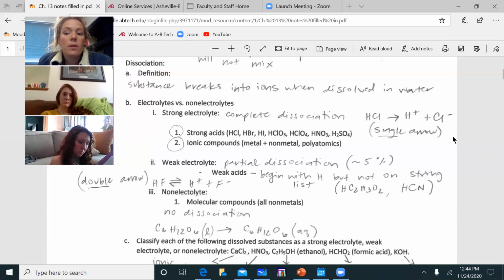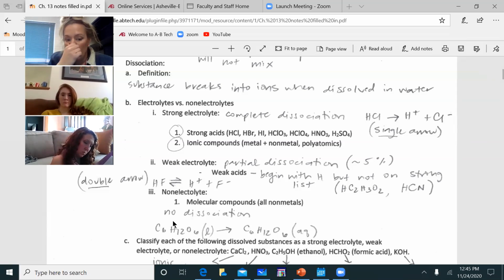So strong electrolyte solutions, we get that complete dissociation. Weak electrolytes, we get a partial dissociation. And then the third one, we have what's known as a non-electrolyte solution. So we have something that is dissolving, but it's not breaking apart when it dissolves. It's not breaking apart into an H plus and a Cl minus where we get these ions. In this case, we're just changing the phase.